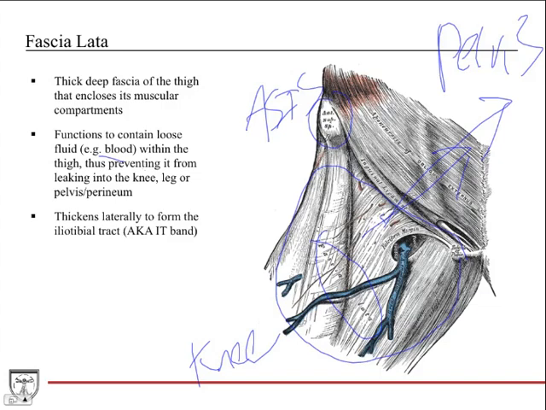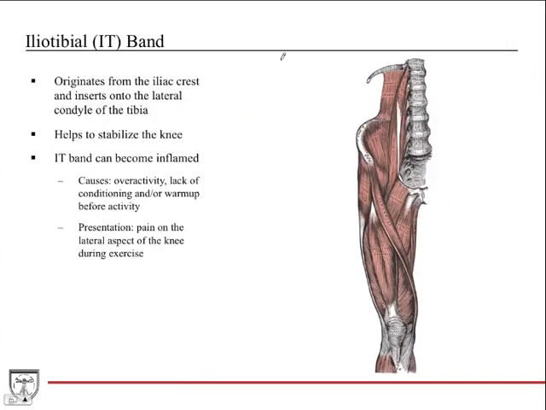It thickens laterally, and we'll show this more on the next slide, but more so in the lateral, to form the iliotibial tract, also known as the IT band or the iliotibial band. So the IT band, it originates from the iliac crest and then inserts onto the lateral condyle of the tibia. So here's the iliac crest. This is an anterior view. Here's the ASIS right here.